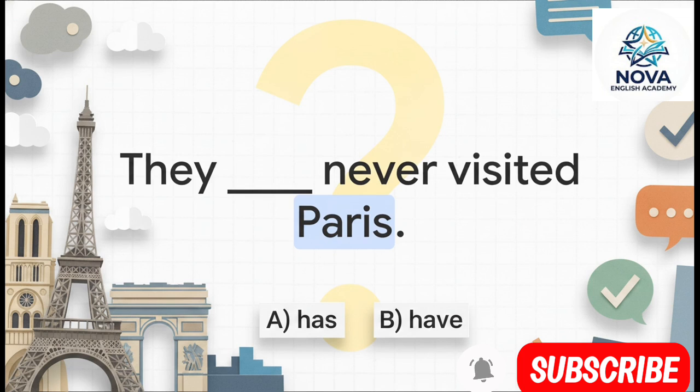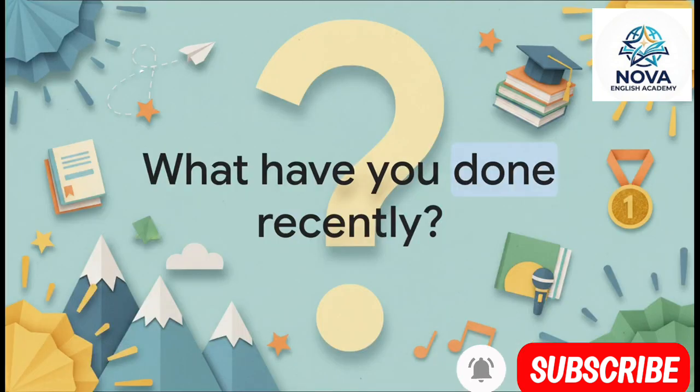All right, one last multiple choice quiz question to really lock this in. They blank never visited Paris. Is it A, has, or B, have? Take a moment. This is your final test of confidence. Which word matches up with they? If you chose B, have, you are 100% correct. They have never visited Paris.